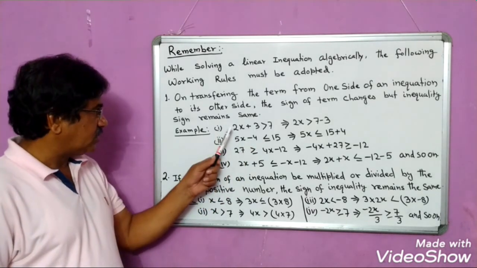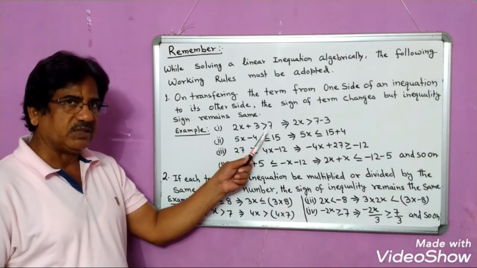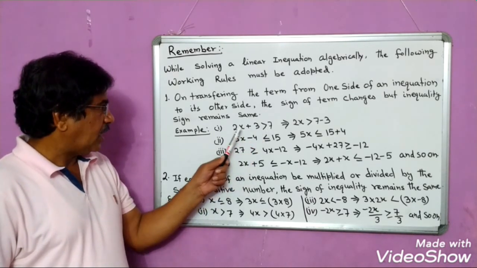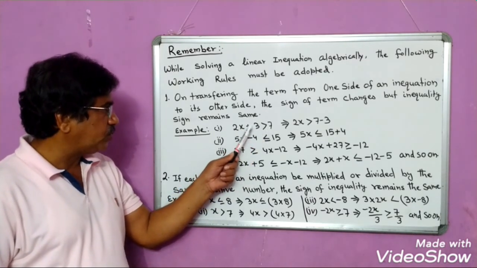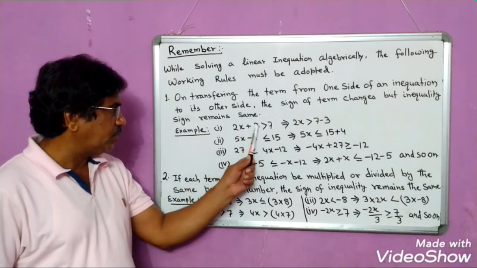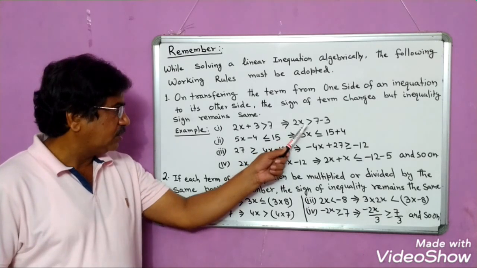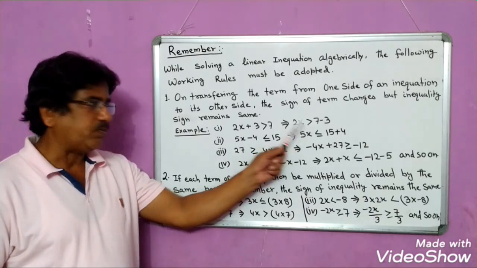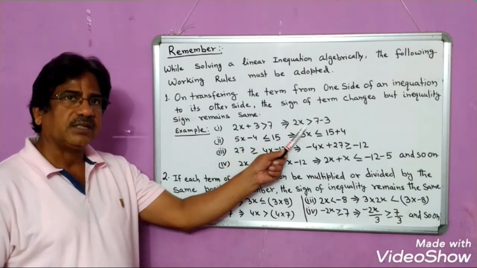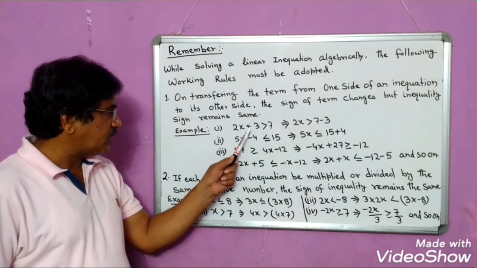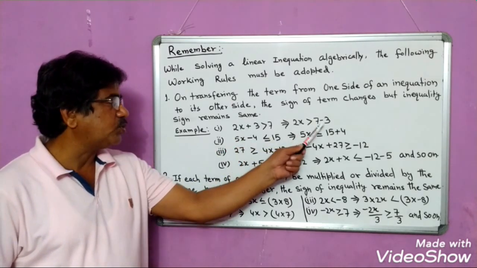These are some examples. You see 2x plus 3 is greater than 7. This is an expression. Now I am going to transfer this 3 to the other side. When I take this 3 to the other side of the inequality, the sign will change. But remember, the inequality sign remains the same. Here also it was greater than, here also it is greater than. But see, the term sign has changed. Plus 3 has now become minus 3.